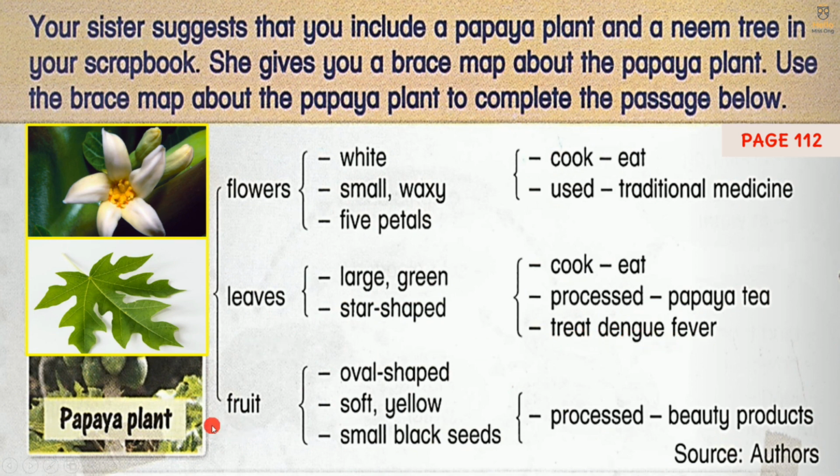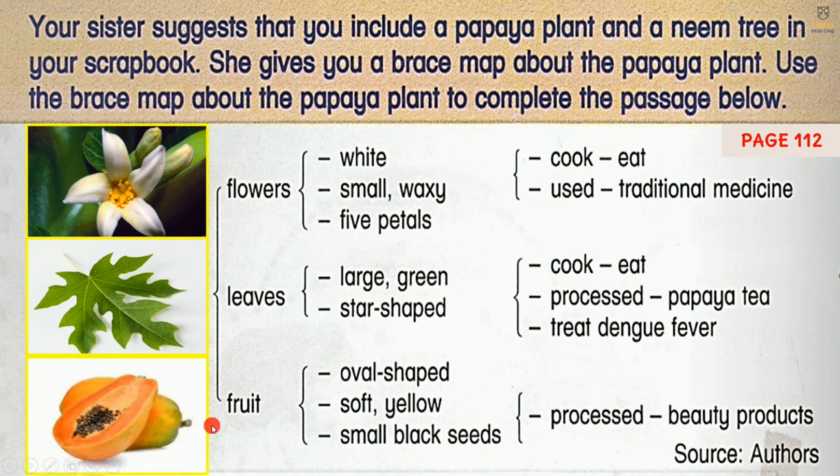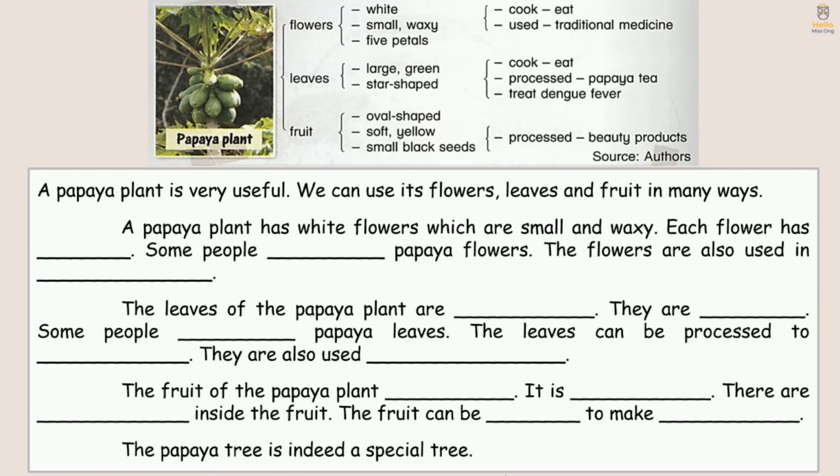Lastly, let's look at the papaya fruit. Papaya fruit is oval-shaped. It is soft and yellow. And inside the papaya fruit, you can see that there are small black seeds. The fruit can be processed to make beauty products. You may use the information from the brace map to complete the text below.